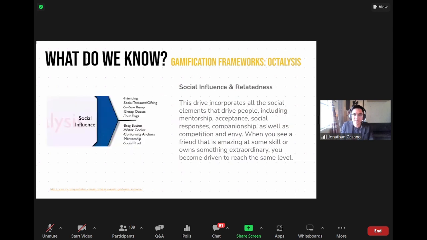Social influence and relatedness. This incorporates anything that has something to do with the player 2 influencing player 1. This includes mentorship, acceptance, social responses, etc., companionship, whatnot.